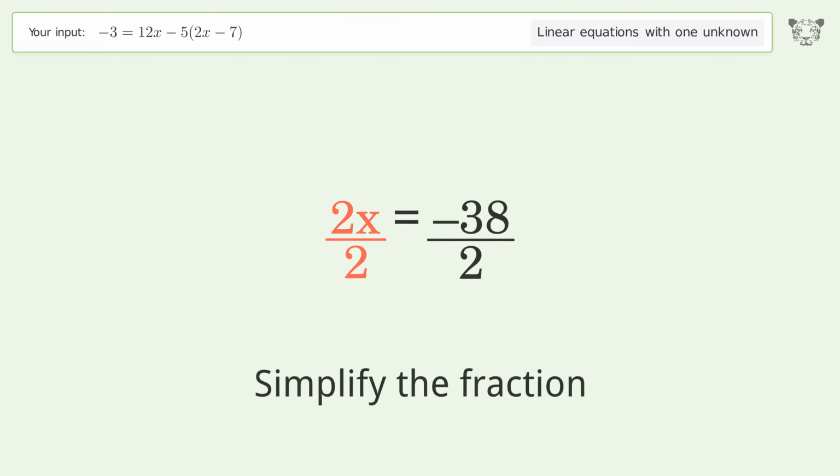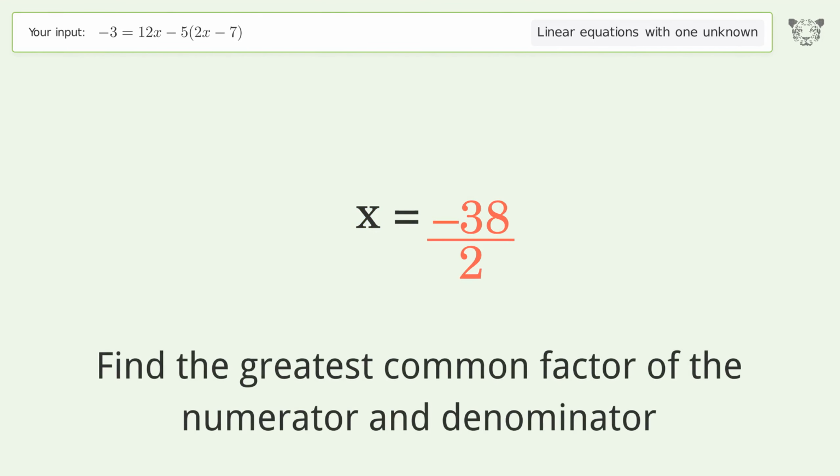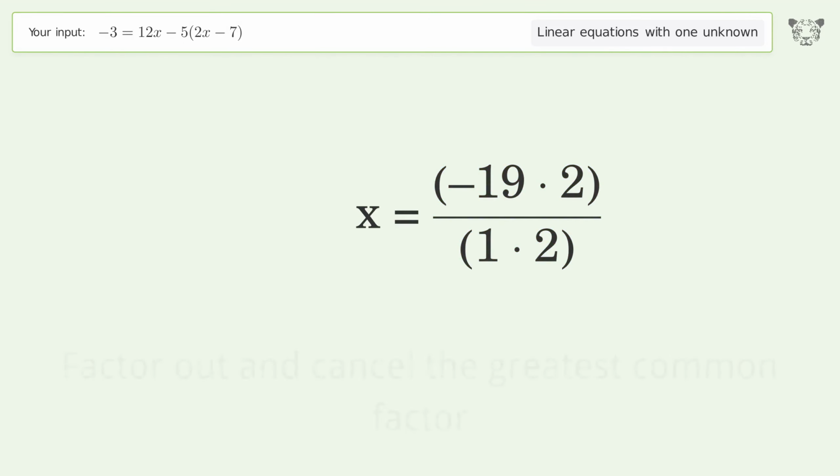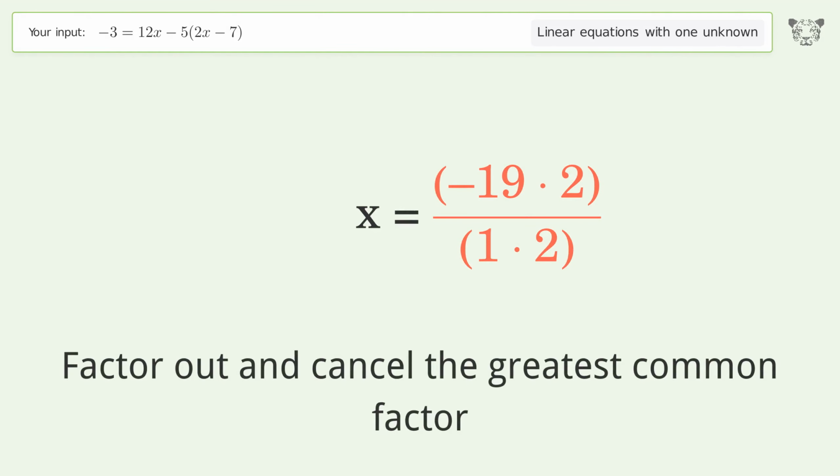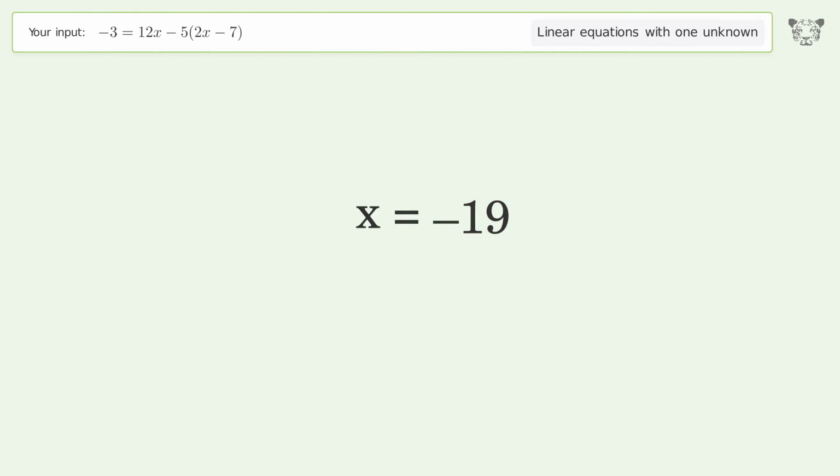Simplify the fraction. Find the greatest common factor of the numerator and denominator. Factor out and cancel the greatest common factor. And so the final result is x equals -19.